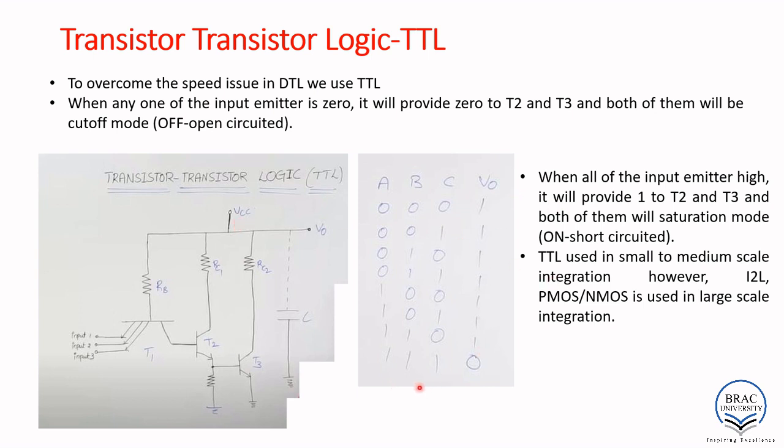Now consider if all of them are high, A, B and C. Then T2 and T3 will both get 1. So they will be in saturated mode, which means this one is short circuited, this one is short circuited. If T2 is short circuited, that means V0 is connected to ground. So then V0 is connected to ground, that means we are getting output 0. So if all of the inputs are 1, we are getting 0, otherwise 1. This is the representation of a NAND gate. Through this transistor logic, we are implementing the NAND functionality.